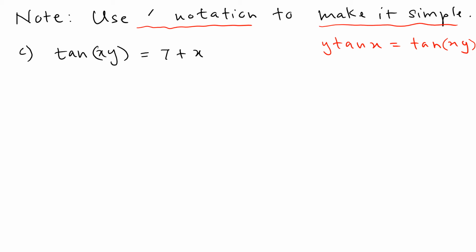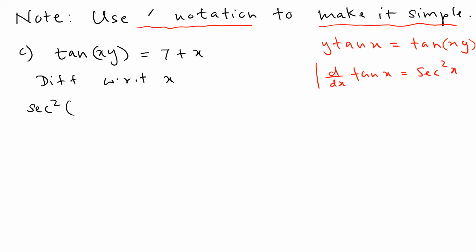Here we need the derivative of tangent. Let's recall that the derivative of tangent is secant squared x. So if you take the derivative with respect to x, you get secant squared of xy. We don't do anything with that, and then multiply by the derivative of the inside function, which we already took in the previous problem, which is x times y prime, plus y times the derivative of the first one, which is 1. So that's what you get.